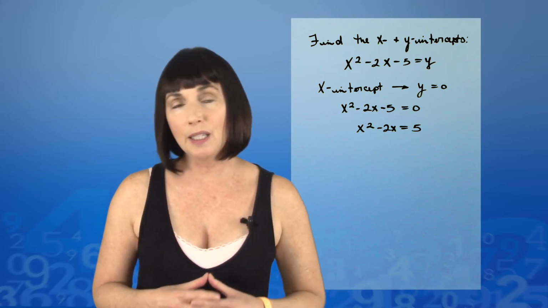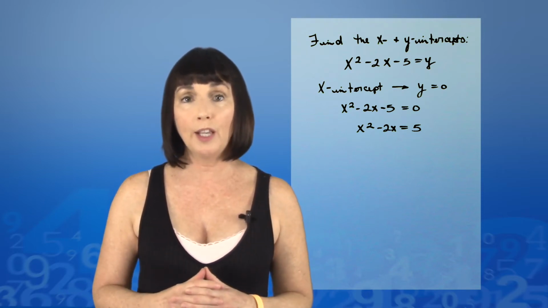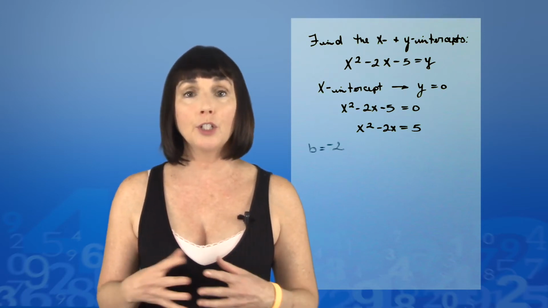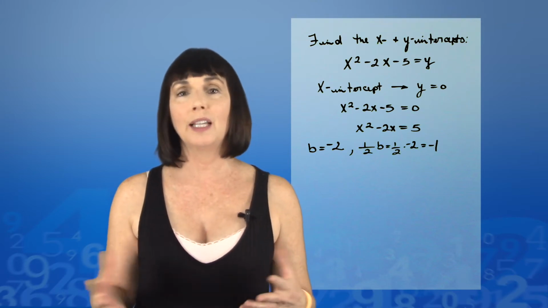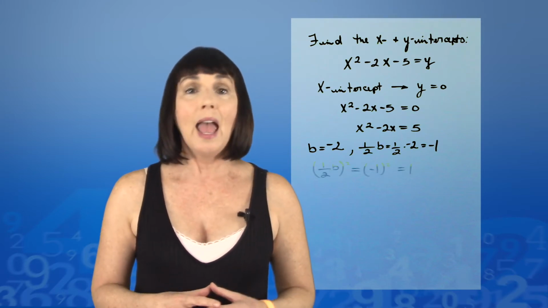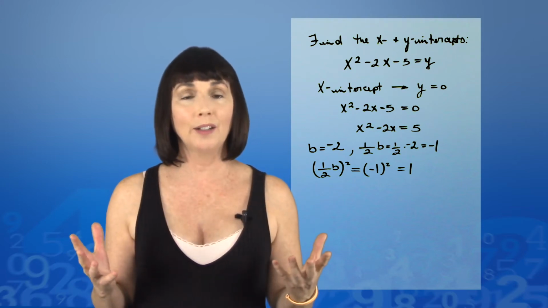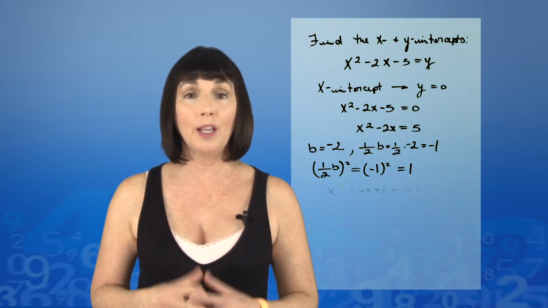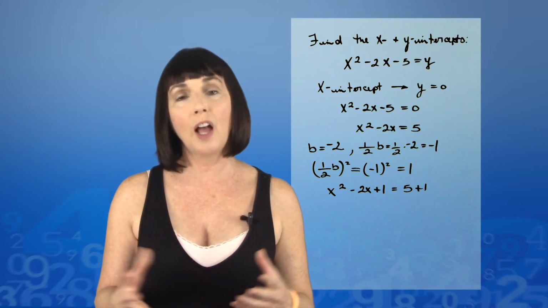Our next step is to add 1/2 b quantity squared to both sides of our equation. So in this case, b, the coefficient of our x term, is -2. 1/2 b is 1/2 times -2, or -1. And 1/2 b quantity squared is equal to -1 squared, which is equal to 1. Okay, so we're going to add 1 to both sides of our equation, and we get x squared minus 2x plus 1 equals 5 plus 1.